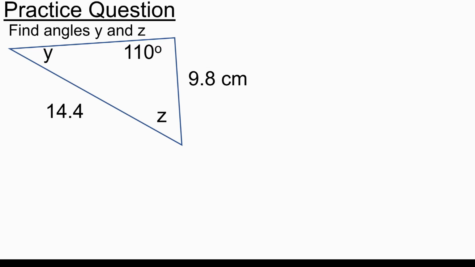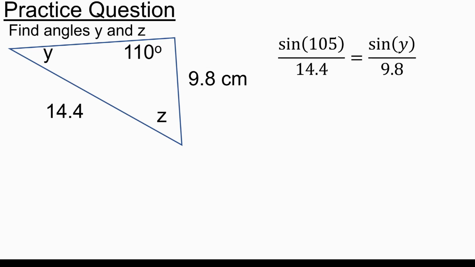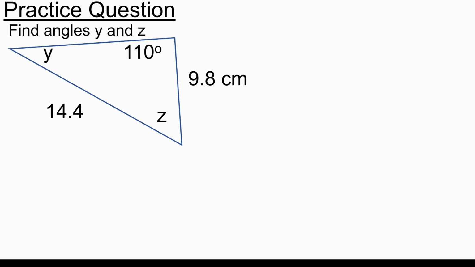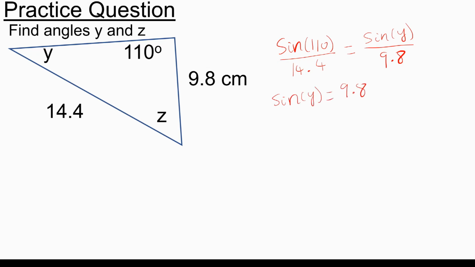Here is the answer. So this time we have two sides and the non-included angle, so we use the sine rule. We end up with sine of 110 over 14.4 equals sine of y over 9.8. To get sine y on its own, I multiply both sides by 9.8. So sine y equals 9.8 times sine 110 over 14.4.